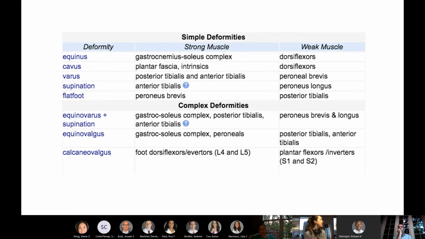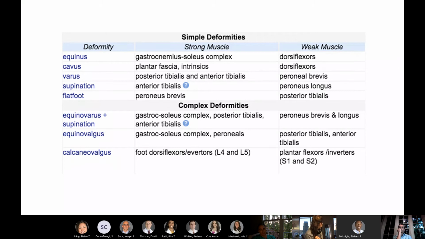Equinovarus, so you have your gastrosoleus complex, posterior tib, and anterior tib. Those are opposed by your peroneus brevis and longus. Equinovalgus is going to be your gastroc and peroneals versus your posterior tib and your anterior tib. I'll sometimes see something along this, equinovalgus, in somebody with a tarsal coalition, and it's almost like they have a peroneal spastic flat foot.